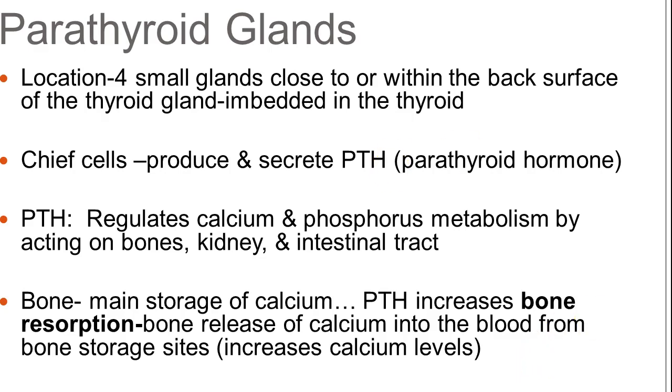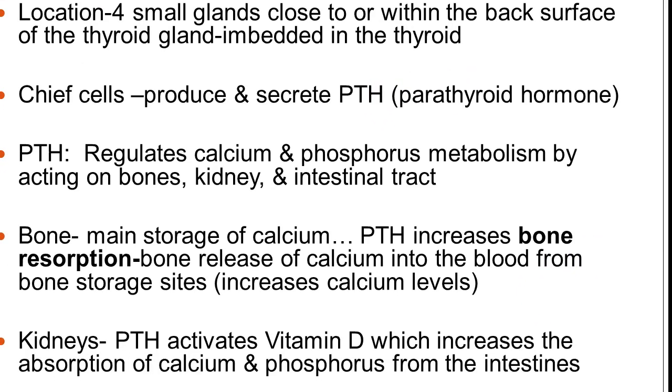And then let me just bring the slide down again. Within the kidneys, PTH activates vitamin D, which increases the absorption of calcium and phosphorus from the intestines. And in the kidney tubules, PTH allows calcium to be reabsorbed and put back into the blood.